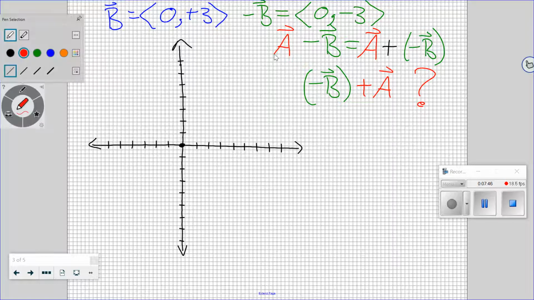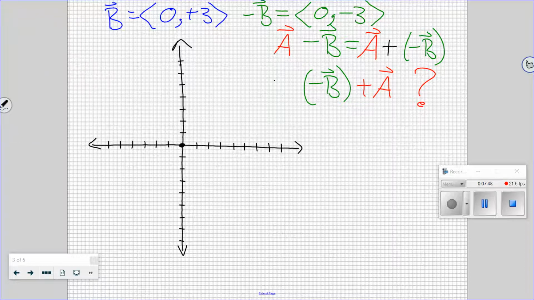Are they even equal? Let's draw it. Oh no, I mean, rats. I mean b minus a. Of course they're equal if I did that, because that's the same nonsense.